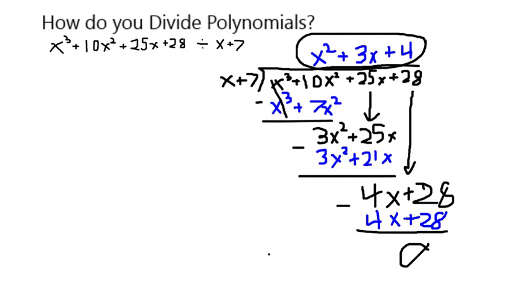So another way to say that is when I divide x cubed plus 10x squared plus 25x plus 28 by x plus 7, the solution, the quotient, is x squared plus 3x plus 4. And I did it through long division, which is completely analogous to the long division that you did with plain numbers when you were in elementary school.